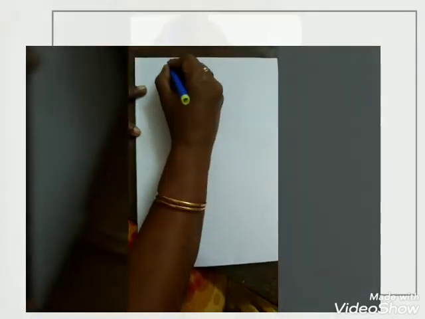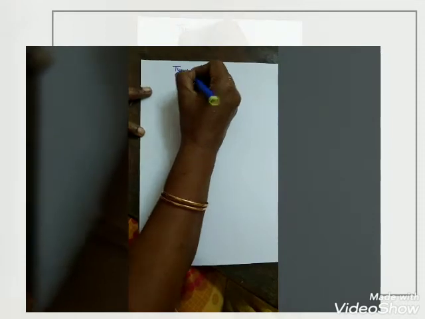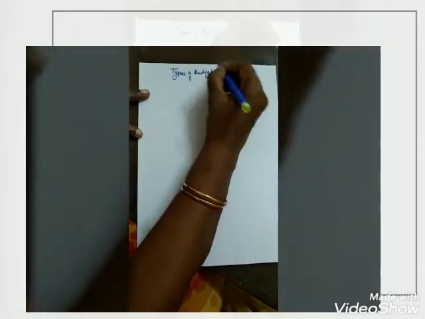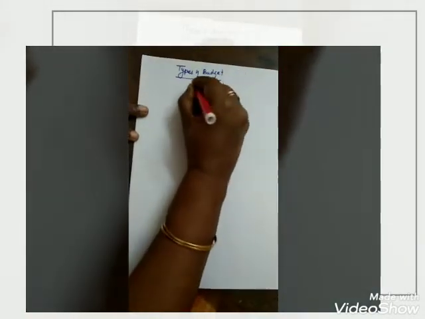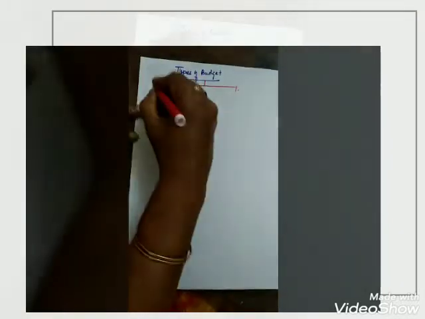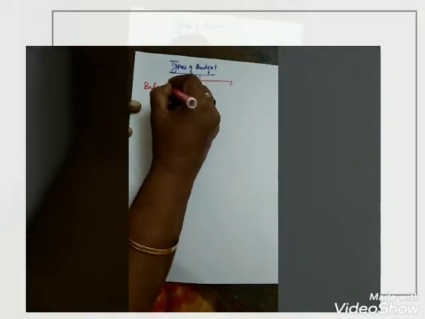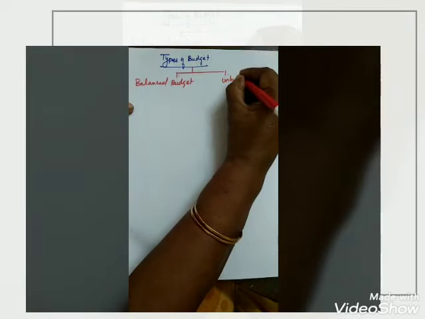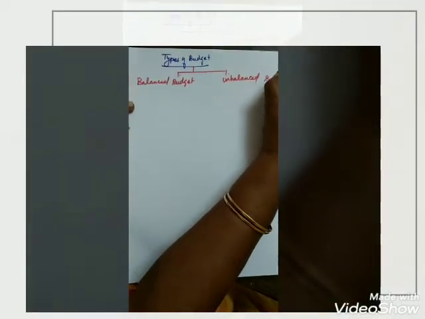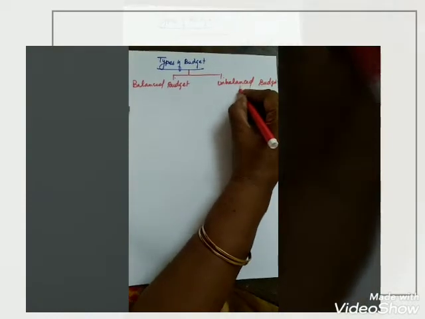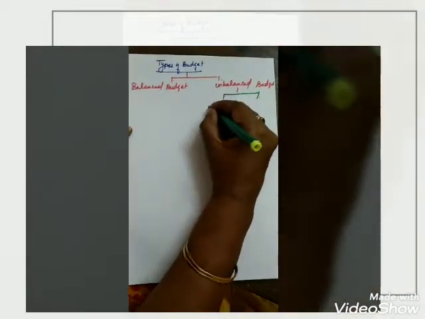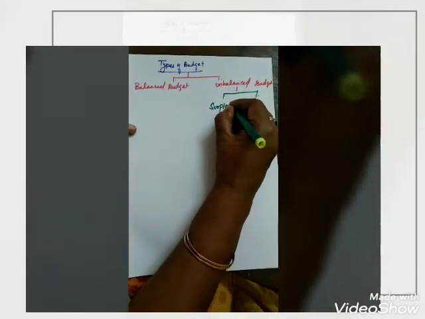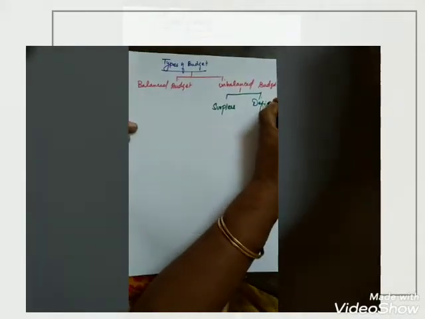What are the types of budget? First of all, there are two types. The first one is the balanced budget. The second one is the unbalanced budget. But the unbalanced budget is divided into two: one is surplus, the second one is the deficit.